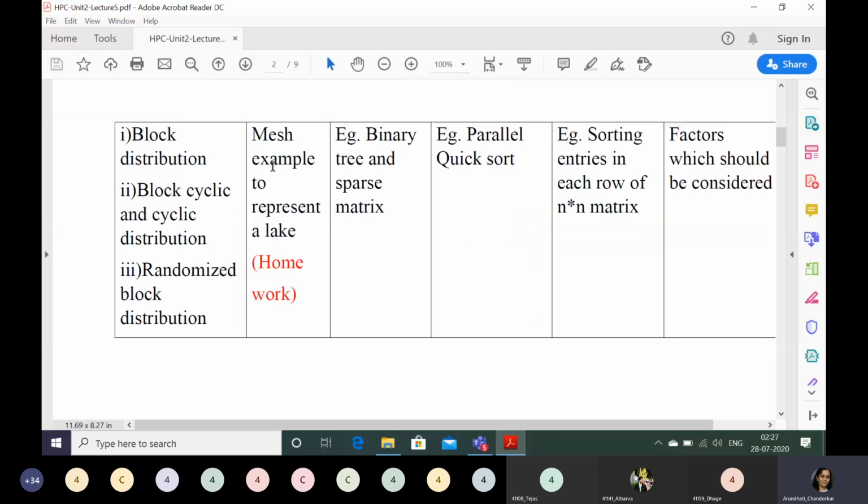Some mesh examples are given to represent the Lake Superior, sorry, Lake Superior exterior. A number of examples are given with diagrams, so just read it. One thing I am keeping for homework.